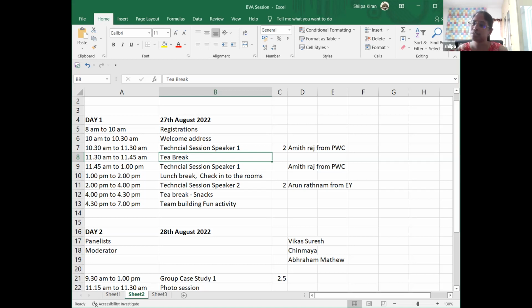Technical session number 2 is also the same. And on the next day, 28th August, it will be interactive. As I said, it's a group case study, with a few Excel and a few Word exercises, all of that together. I hope I was able to answer your point. Yes, but that will also include the ESOP valuation.